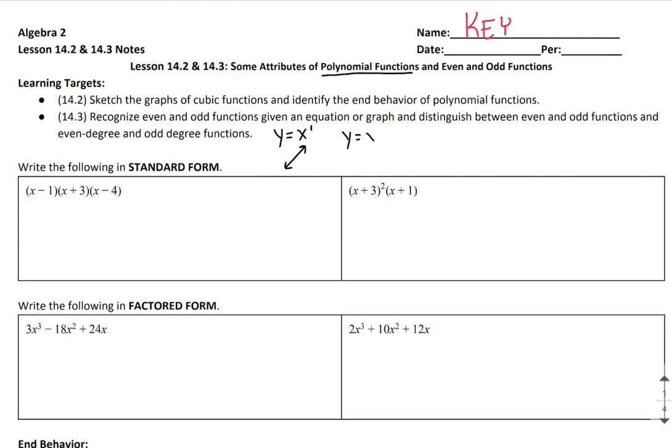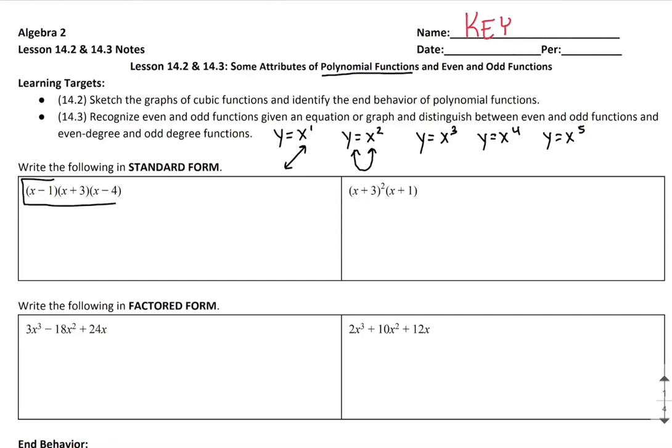If I have y is equal to x squared, I know that's a polynomial. That looks like a parabola. In this video, we're going to talk about what it looks like when we have higher degrees, like x cubed, or y equals x to the fourth power, or y equals x to the fifth power. But before we talk about what those look like, we have to remind ourselves how we can go between standard form and factored form, because that's really important for graphing these higher degree polynomials.